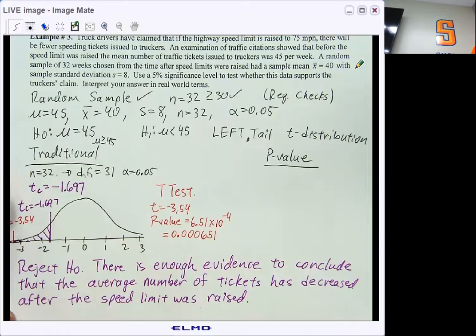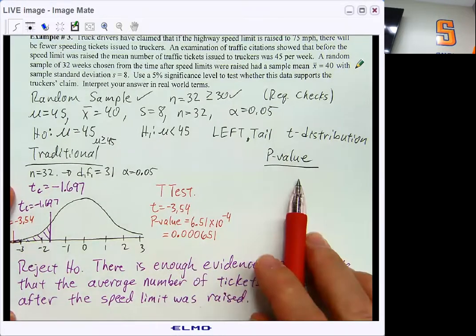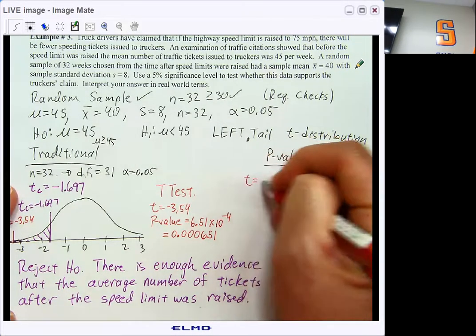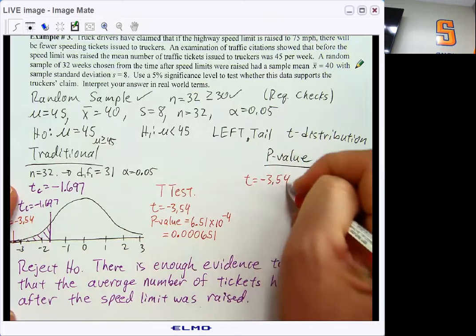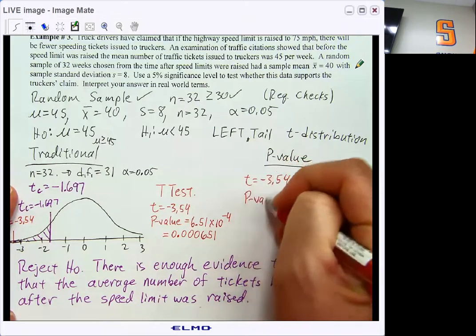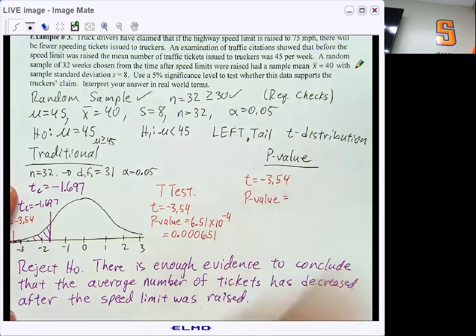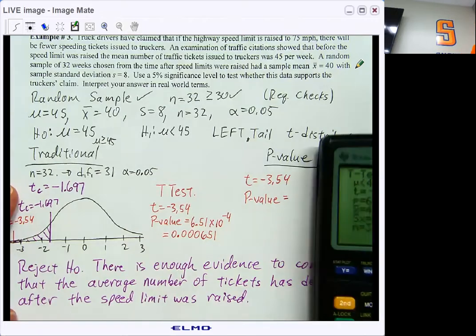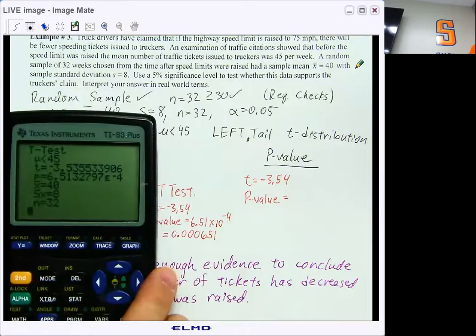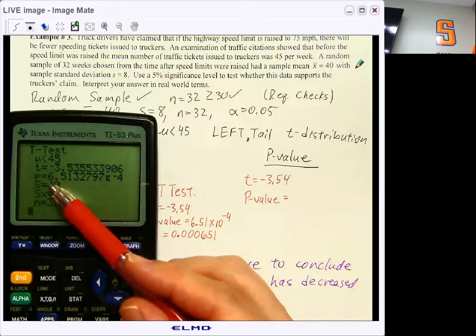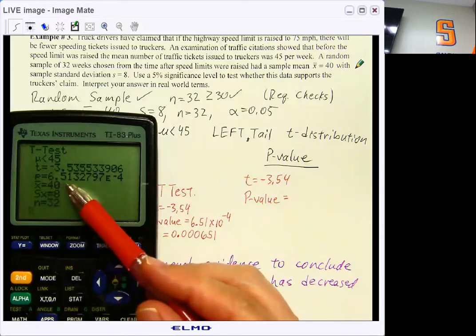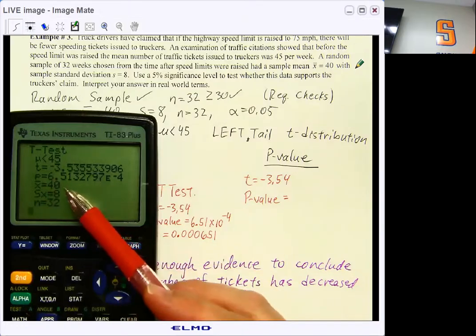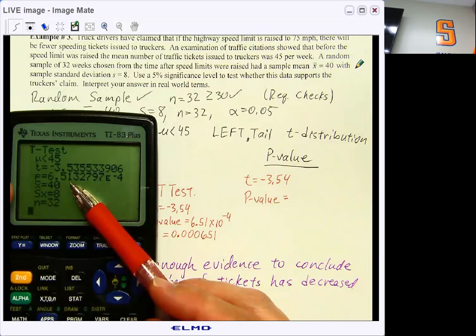Now, if you do the p-value method, you still need to give me the test statistic, and you still need to give me the p-value. Remember that p-value is short for probability value. And one of the most common mistakes I see here with students is they'll find the p and they'll tell me that it's 6.51. But remember, probability can be no larger than 1.